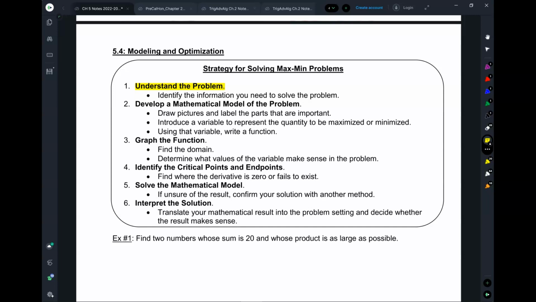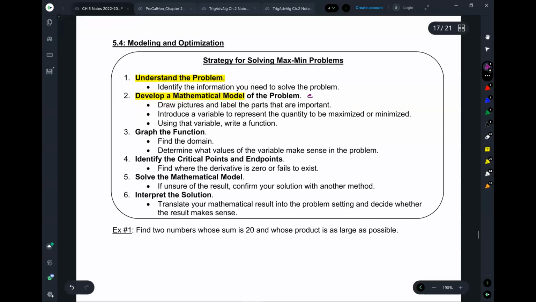So once you figure out what you're asked for, you have to develop a mathematical model for the problem. Now in math, when we say model, it's not an image. A mathematical model is an equation. So first you have to develop that equation. To do that, diagrams might be extremely important. You have to introduce a variable to represent the quantity that needs to be maximized or minimized.